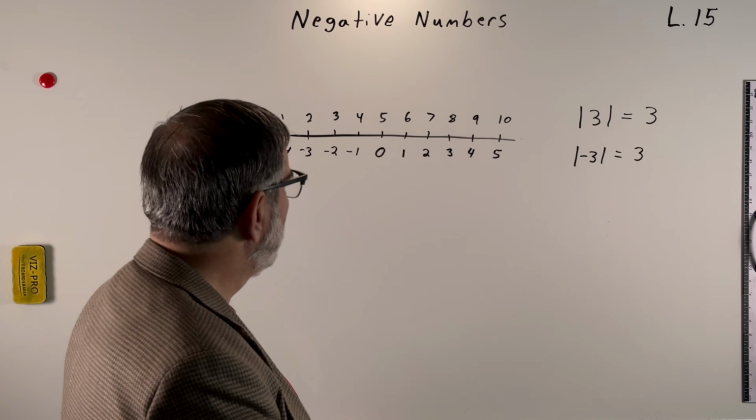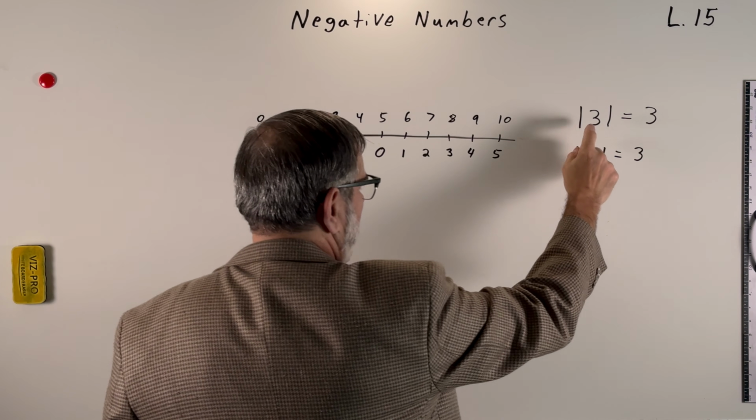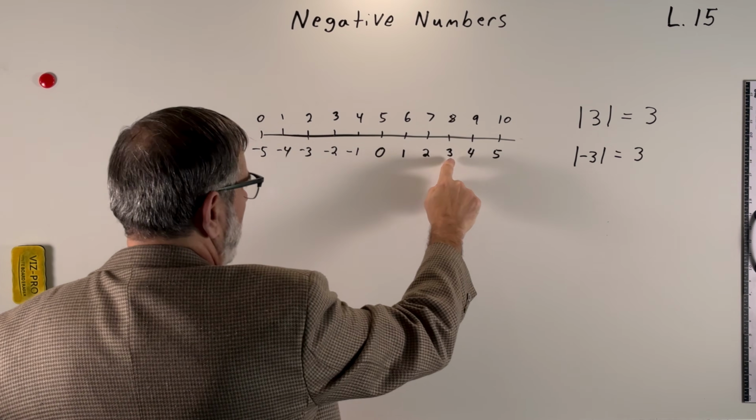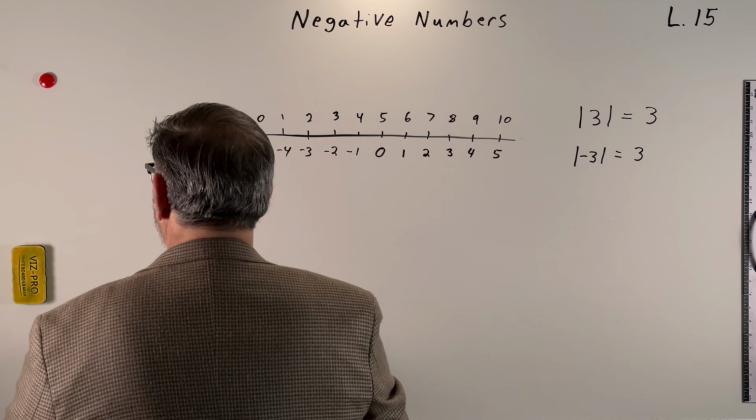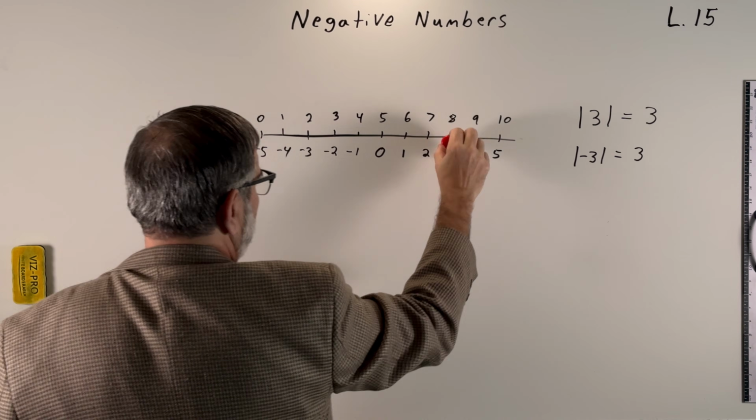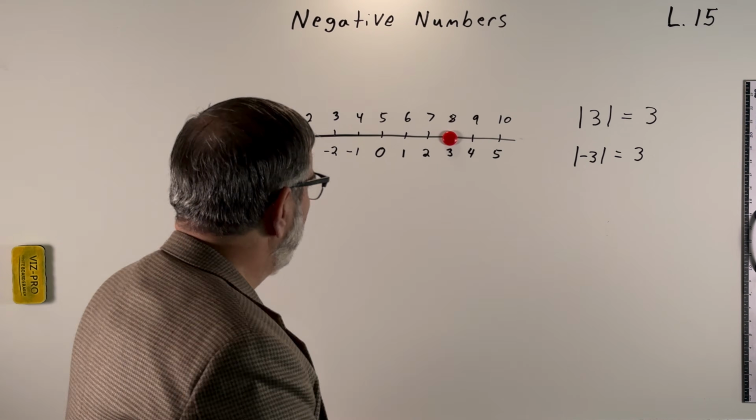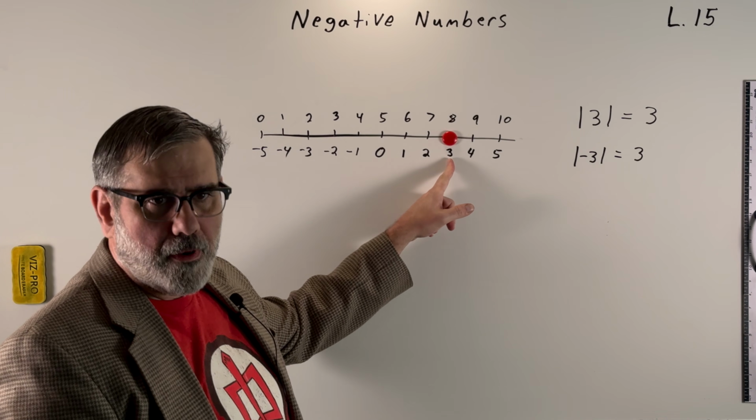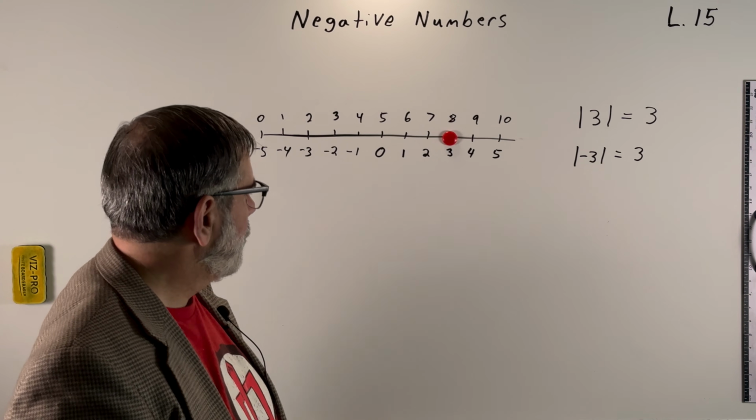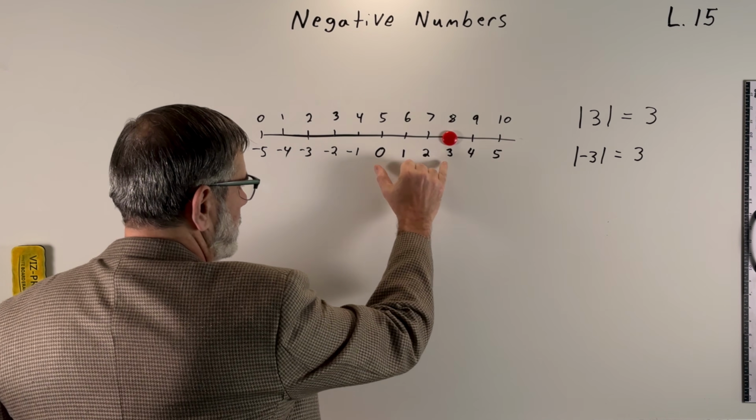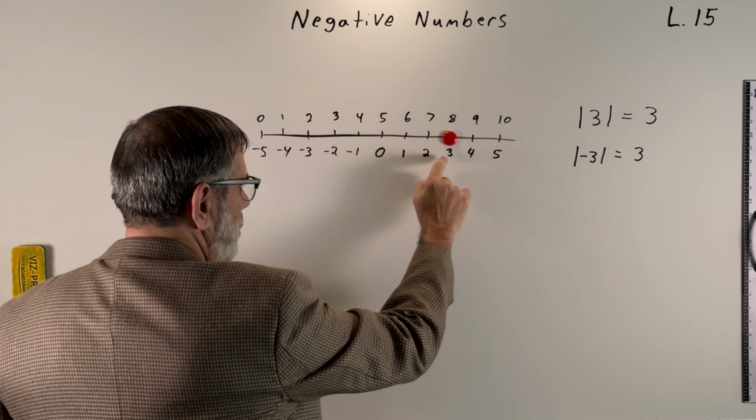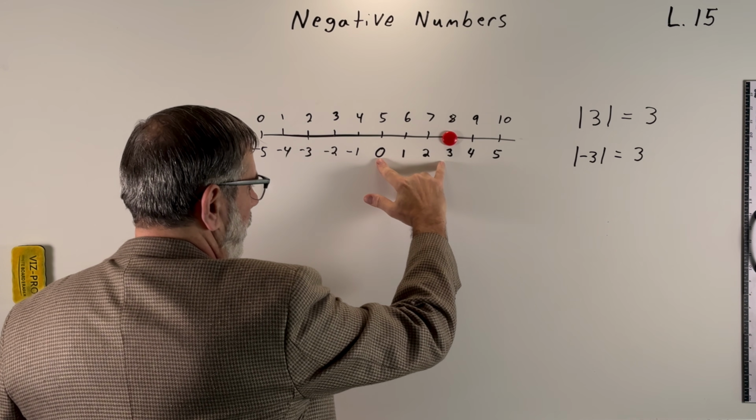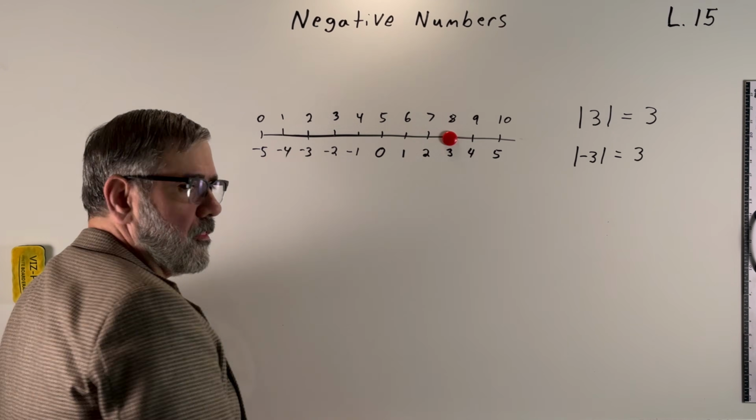Now what does that mean? Well, if I think of the first one, I would put a little dot. If I put a point here at 3 on the number line, the absolute value of 3 means that is the length or the distance from the origin, 0, to the point. So if I laid out a ruler and measured this distance, it would measure 3 units long.